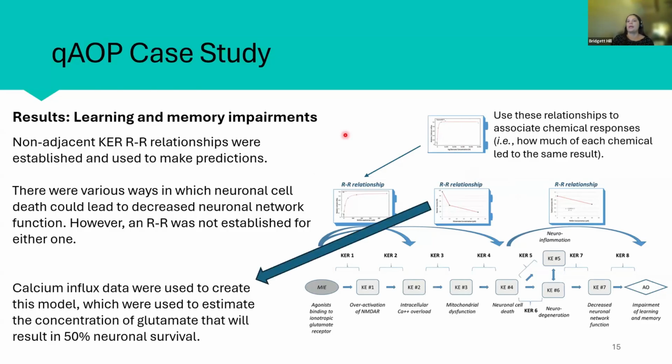And then you can also make similar conclusions, such as using these response relationships to say, okay, I'm really interested in what concentration of glutamate in this example would result in 50% neuronal survival for that particular key event relationship.